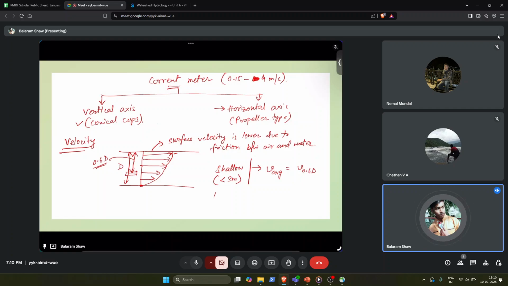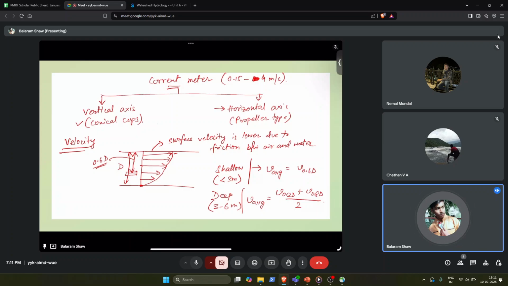Now let's say there is a deep stream, from 3 meter to 6 meter depth. In that case, we calculate the average velocity as the average of the velocity at 0.2 times depth plus the velocity at 0.8 times the depth d. So the average of that is considered as the average velocity.